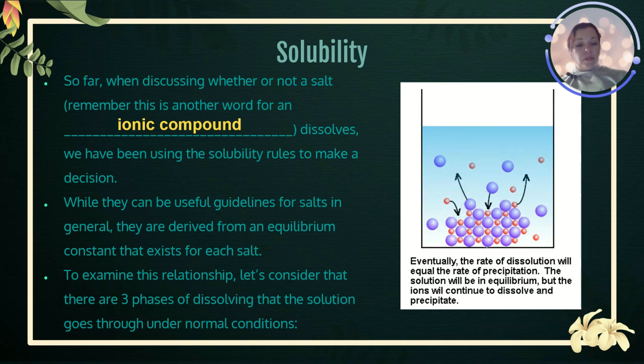At some point, the rate of dissolution will equal the rate of precipitation. And we know from our work with equilibrium in this unit that that means we have reached a state of equilibrium. So the solution will be in equilibrium, but the ions will continue, typo in that caption there, will continue to dissolve and precipitate. So things have not stopped changing. It's just that the rate of change for the dissolution and the rate of change for the precipitation are the same.